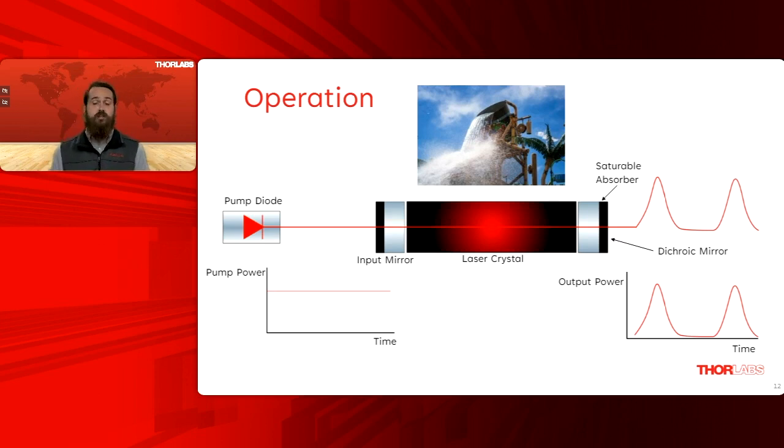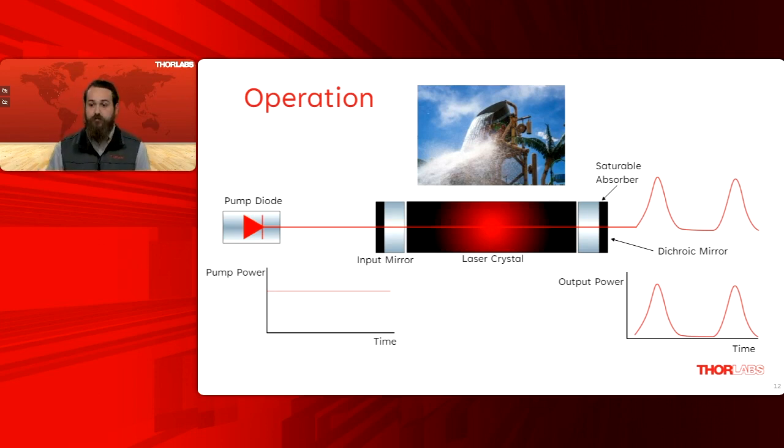What really allows for that Q-switched operation is the saturable absorber. The saturable absorber is what's acting like our bucket at the water park. When the energy inside the laser crystal is low, that saturable absorber acts like a mirror and allows energy to keep building. When the energy inside the laser crystal is high, that saturable absorber acts like a window and allows our pulse out.